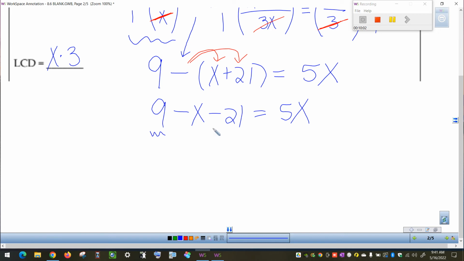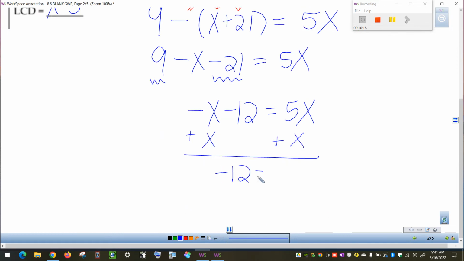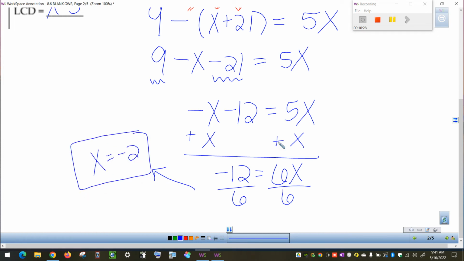Let's combine the like terms here. 9 minus 21 will be negative 12. If we go ahead and add x to both sides, we get that negative 12 is equal to 6x. And then dividing both sides by 6 here, we can see that our final answer is that x is negative 2.